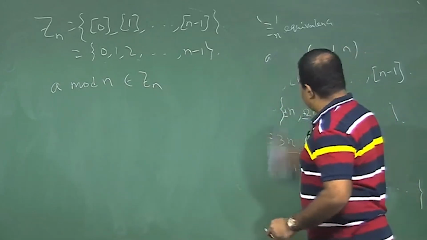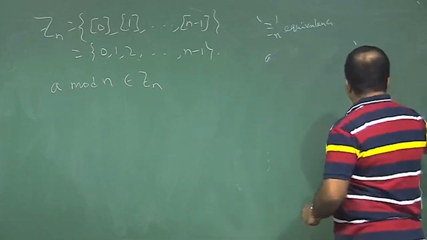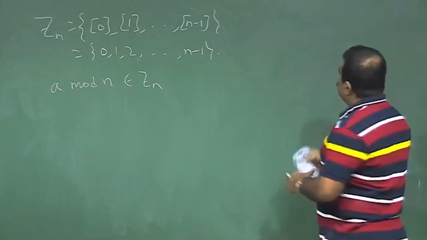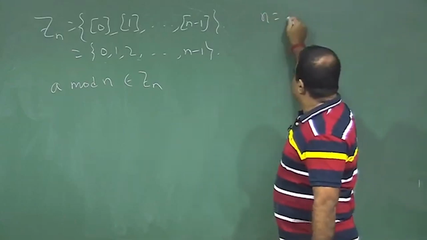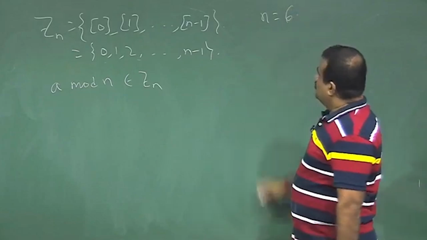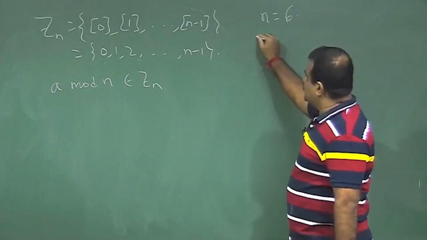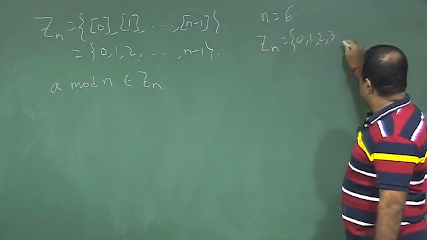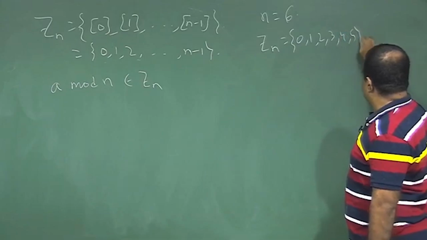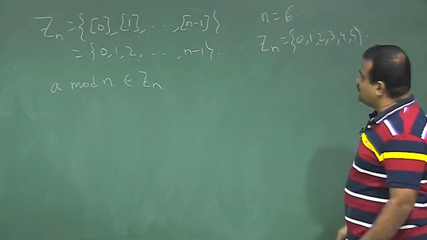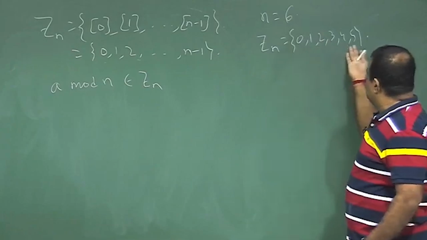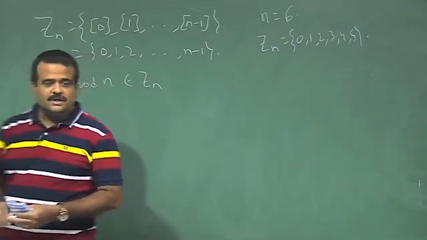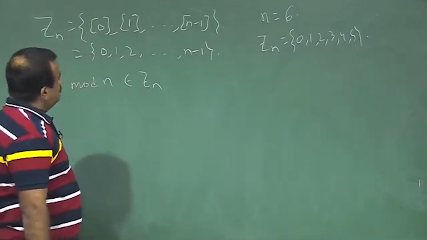Okay. Now, let us take an example. Suppose we take n equal to 6. Then what is Zn? Zn is basically 0 class, 1 class, 2 class, 3 class, 4 class, 5 class. That means if you take any integer and divide by 6, the remainder will be one of these, so it will be in one of these classes.